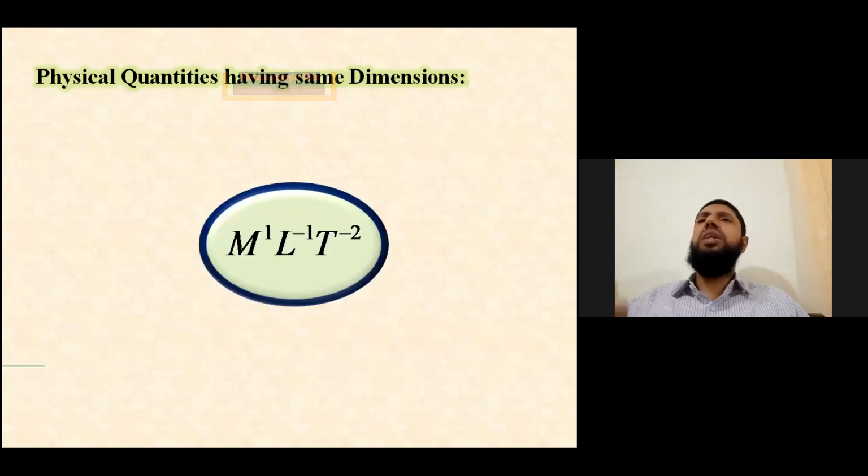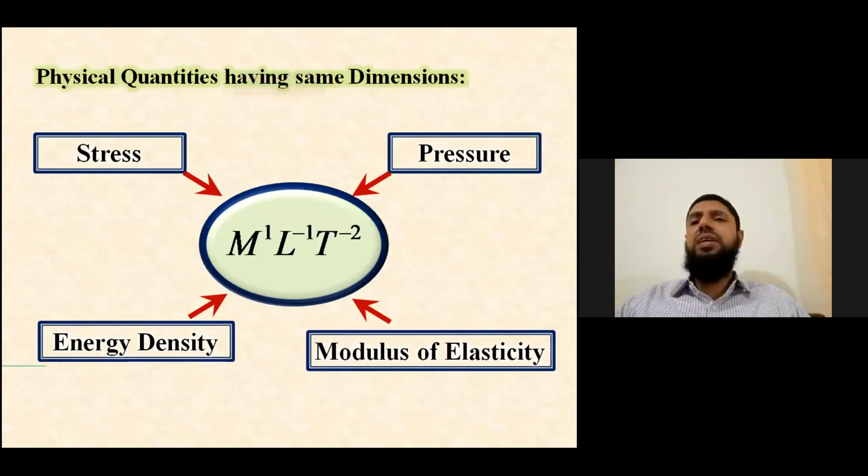Okay, m power n, l power -1, t power -2, it is for stress, pressure, energy density, modulus of elasticity. ಇವೆಲ್ಲ ನಾವು ಓದಿದ್ದೀವಿ.